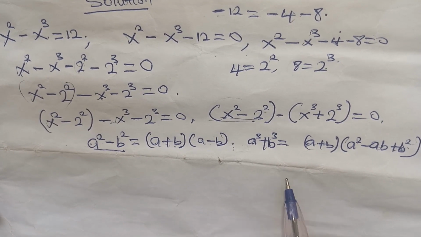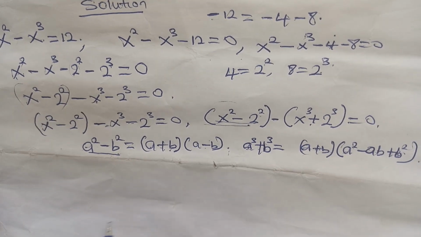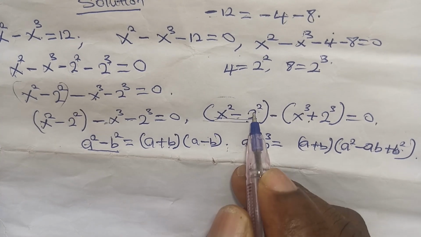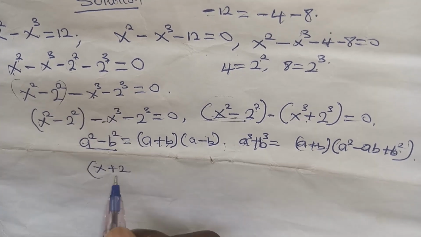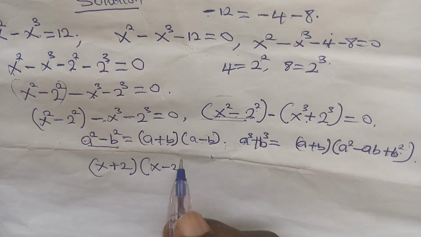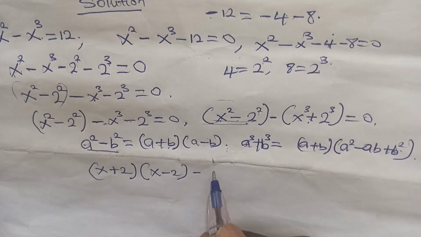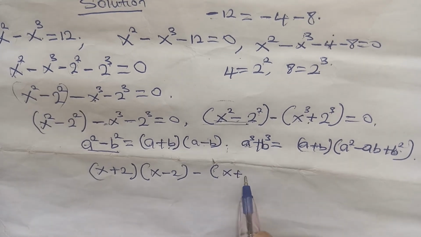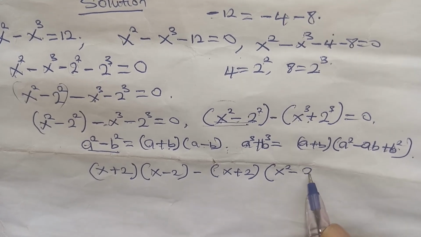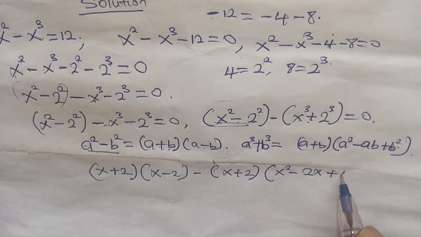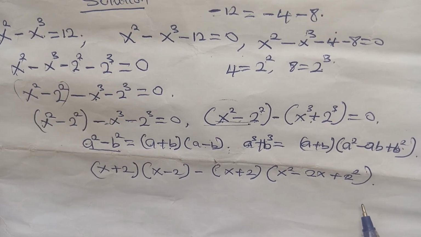So if we put the whole of this into this, we can write the whole equation to be this. x squared minus 2 squared can be written as x plus 2 times x minus 2, minus, and x cubed plus 2 cubed can be written as open bracket x plus 2 times x squared minus 2x plus 2 squared. So this is what we are now having.